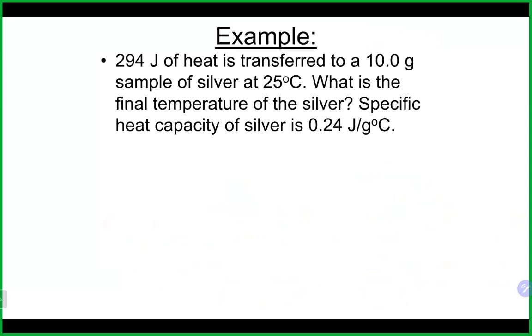Let's try another one here. 294 joules of heat is transferred to a 10-gram sample of silver at 25 degrees. What will be the final temperature of the silver? The specific heat capacity of silver is 0.24 joules per gram per degree Celsius. So here we're looking for a final temperature. Let's give it a go.